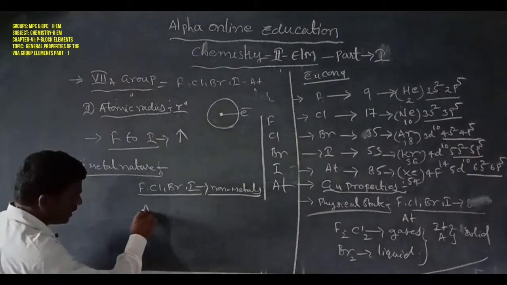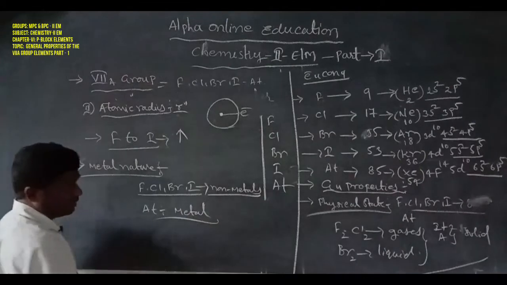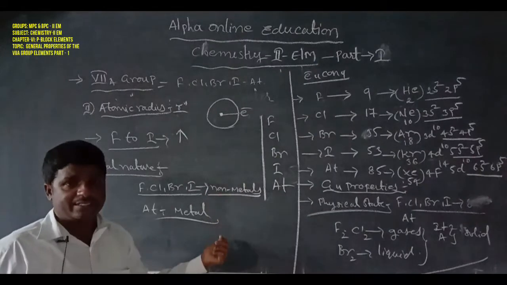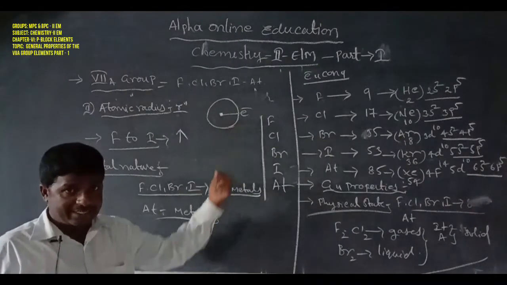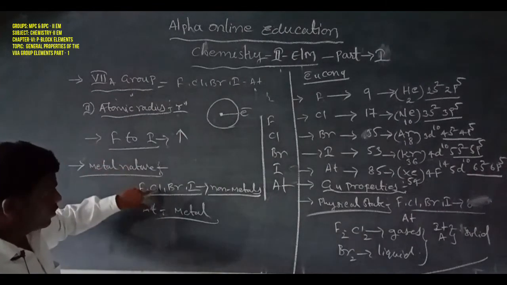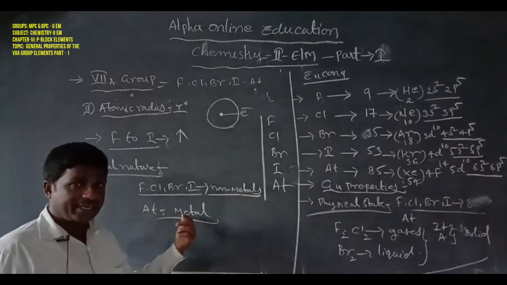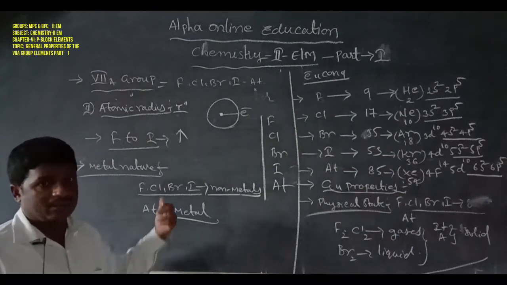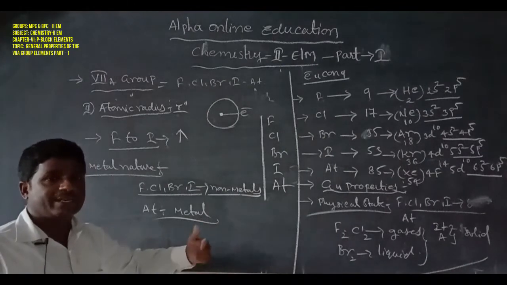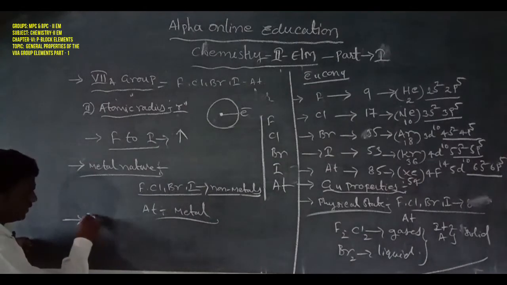And astatine is the radioactive metal. In 7A group elements, from top to bottom, non-metallic nature decreases and metallic nature increases. So fluorine, chlorine, bromine and iodine are non-metals in the 7A group, but astatine is a radioactive metal. From top to bottom, non-metallic nature decreases and metallic nature increases.